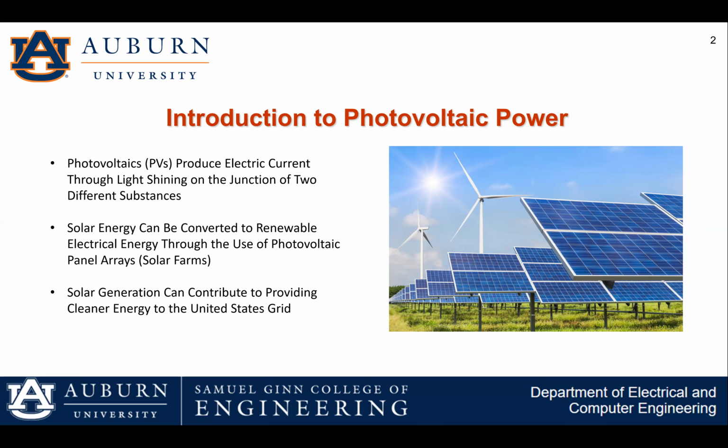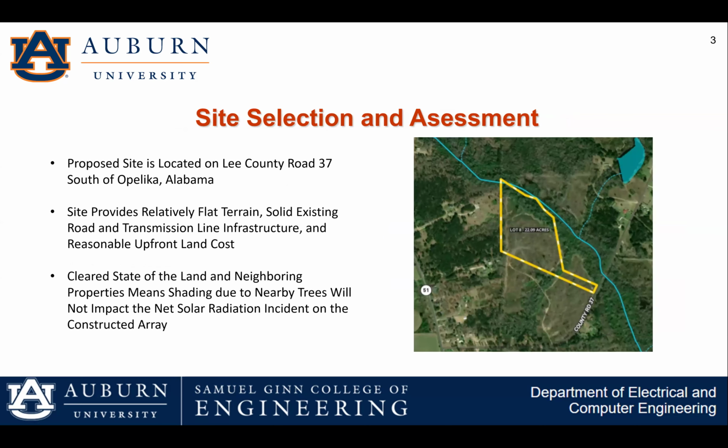For our purposes, we're going to design a grid tie solar generation facility. The first step is determining where you want to build it. We wanted to stay local to Auburn to see how it benefits our area. We found this location outside of Opelika, down towards the Beauregard area, about 30 minutes south of Auburn. It's 22 acres and stayed within our price per acre limit of $10,000 to $15,000 an acre to maintain profitability.